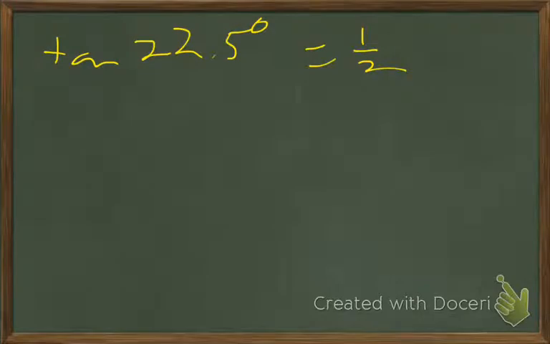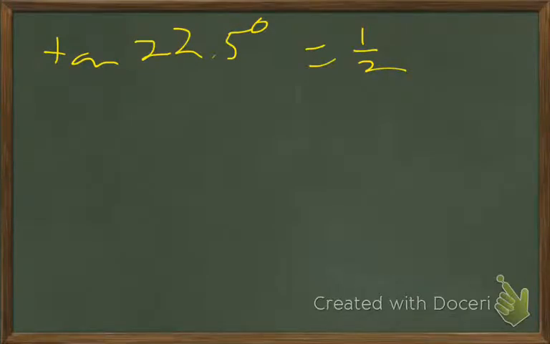So number 12, it says, without a calculator, find the following. This is kind of difficult because we have tangent of 22.5 degrees. Now guys, tangent 45 is 1. So we know tangent 45 is 1. 22.5 is half of that. So half of 1 is 1/2. Bada bing, bada boom. There it is.